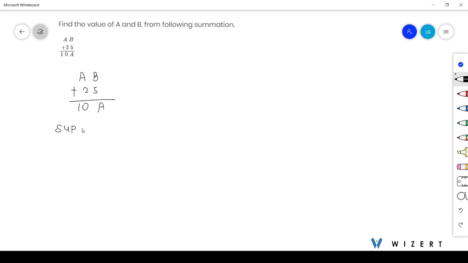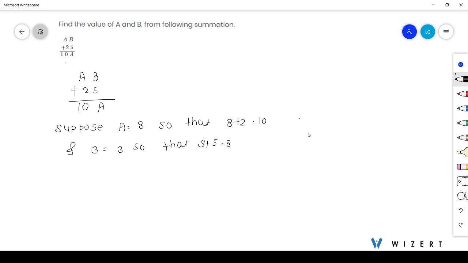Suppose A equals 8, so that 8 plus 2 is 10. And B equals 3, so that 3 plus 5 is 8.